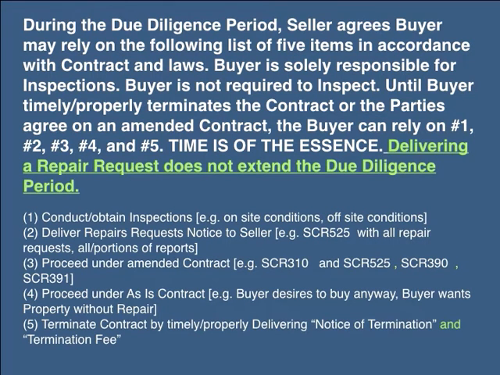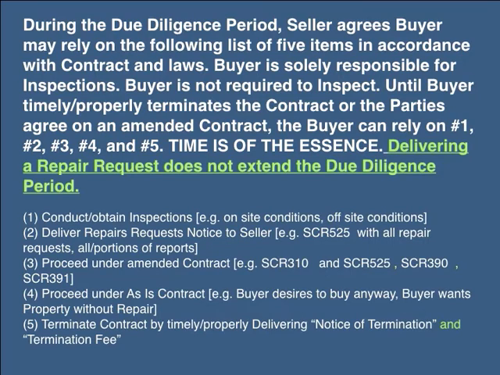Next it says, during the due diligence period, the seller agrees buyer may rely on the following list of 5 items in accordance with the contract and laws. The buyer is solely responsible for inspections. The buyer is not required to inspect until the buyer timely, properly terminates the contract or the parties agree on an amended contract. The buyer can rely on number 1, number 2, number 3, number 4, and number 5.